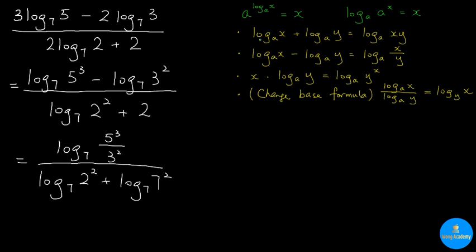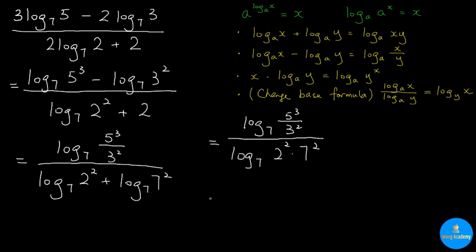Now, we can apply the first bullet point to simplify the denominator into one single log, and we will get log base 7 of 2 squared times 7 squared in the denominator, and we will keep log base 7 of 5 cubed over 3 squared in the numerator. At this stage, we are very close to the final answer, but we still have a fraction involving a log divided by a log, and it is time to use the change base formula.